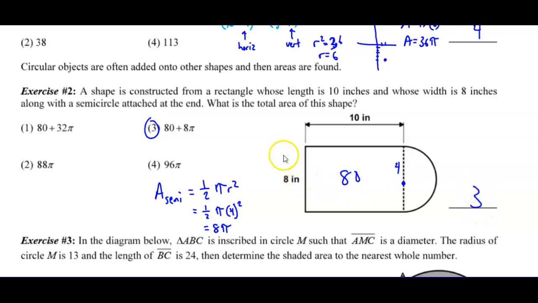Now, if this was not multiple choice, you would want to read the directions carefully to see if an exact answer is asked for or if an approximate answer is reasonable.